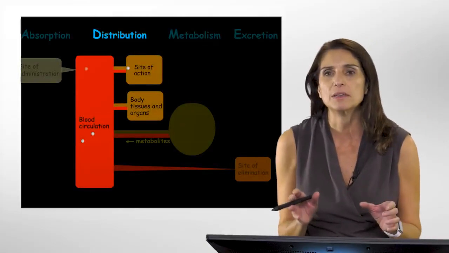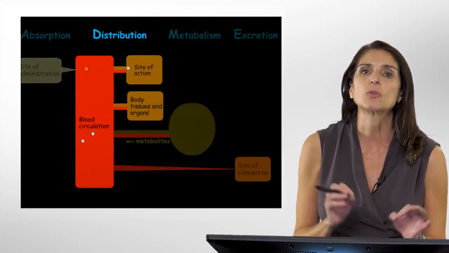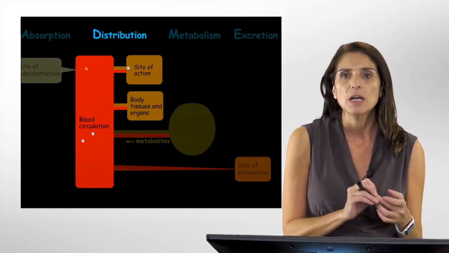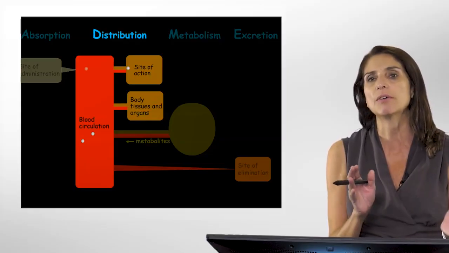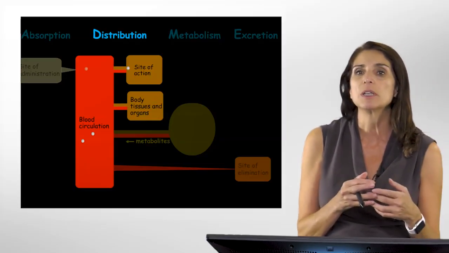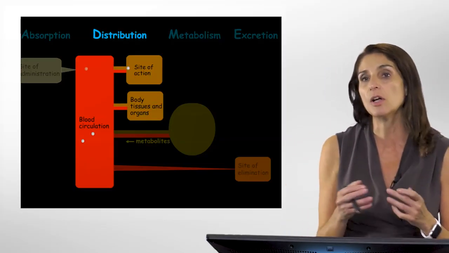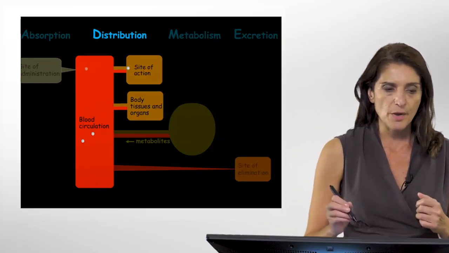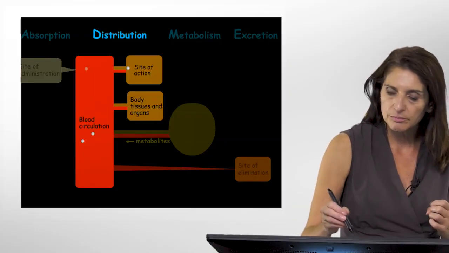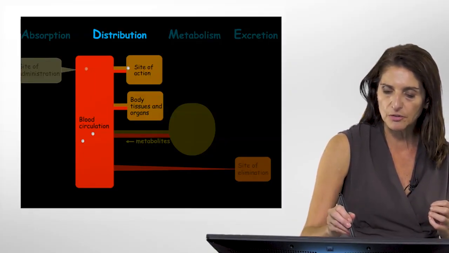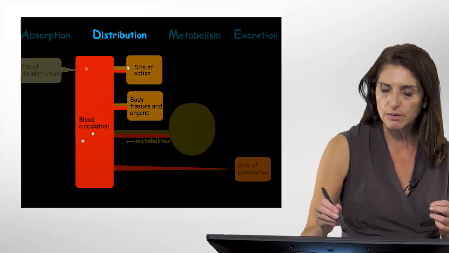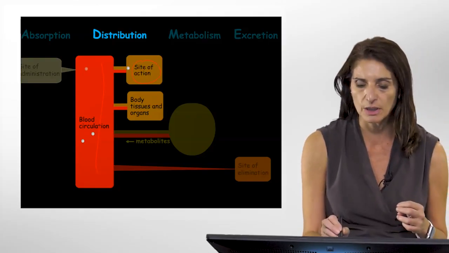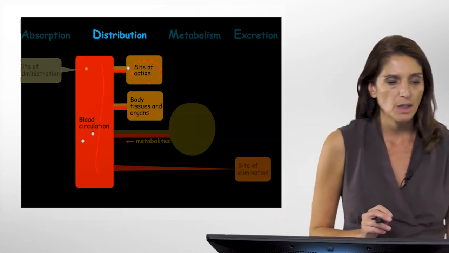Okay, so in this part of the module, we'll talk about distribution. So what happens after the drug is taken up in the blood circulation, how it's distributed to the site of action and to other body tissues and organs that are not necessarily where we want the drug to go. So in other words, the bloodstream will take the drug throughout the body, distributing it to the intended site of action and then to other organs.